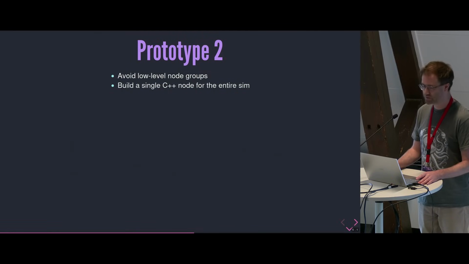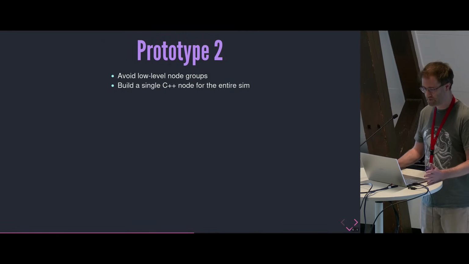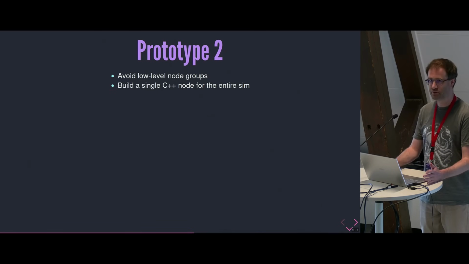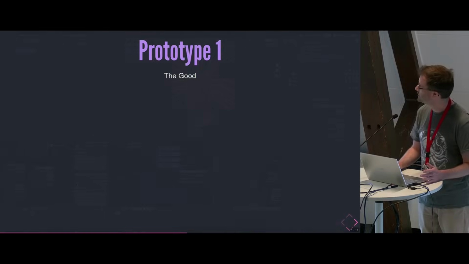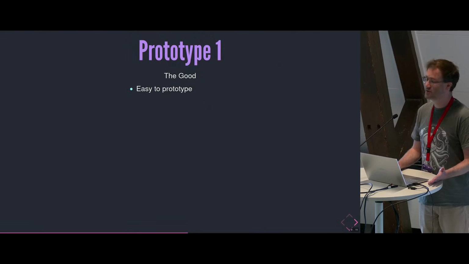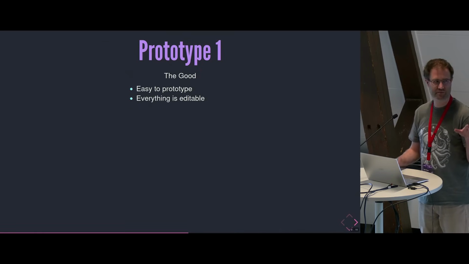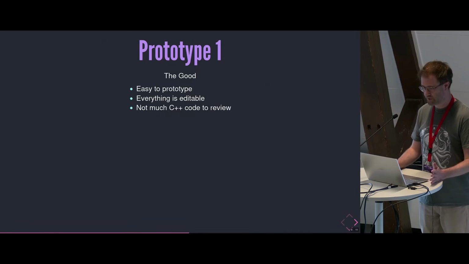Right. So the problem with the first prototype is that doing everything in node groups. Sorry, I should go back here. So yeah, the good parts first. The good parts is that it's very easy to prototype in node groups. You can edit everything, so I can give this to users and they can just modify everything out of the box. And there's not much C++ code, so at least in theory, this should be relatively easy to review.